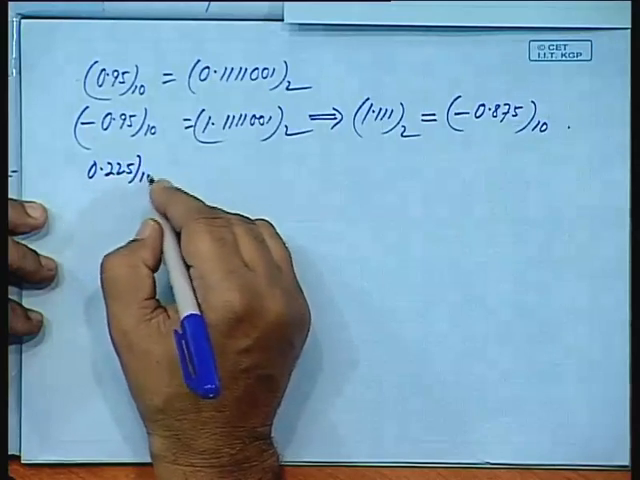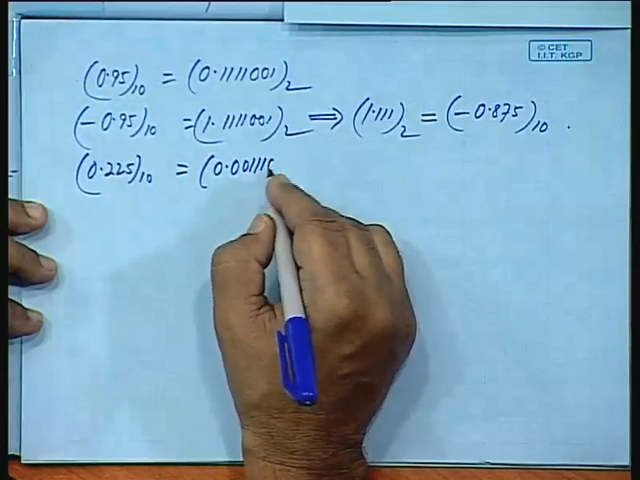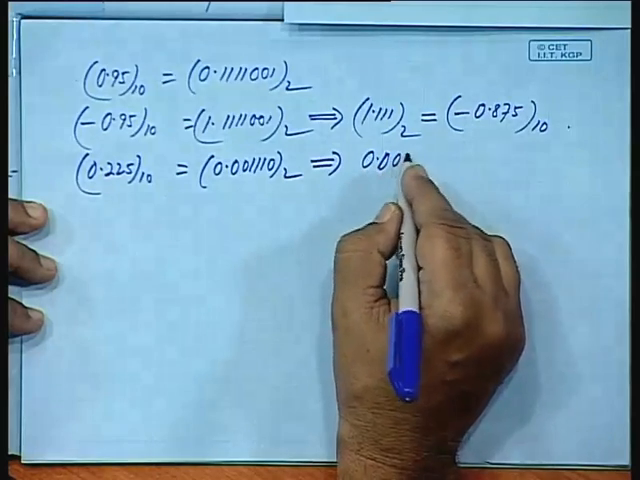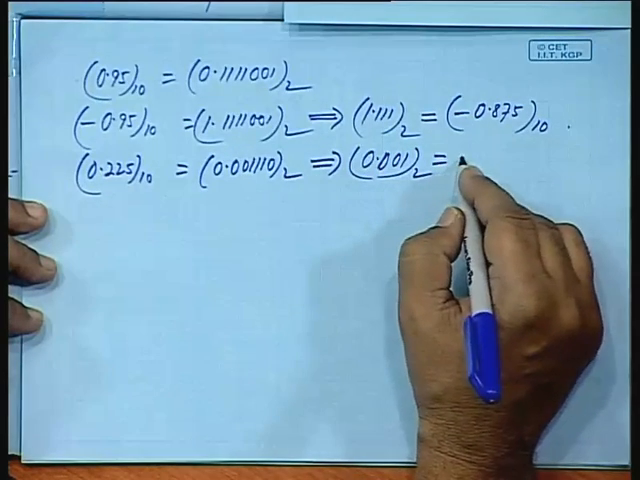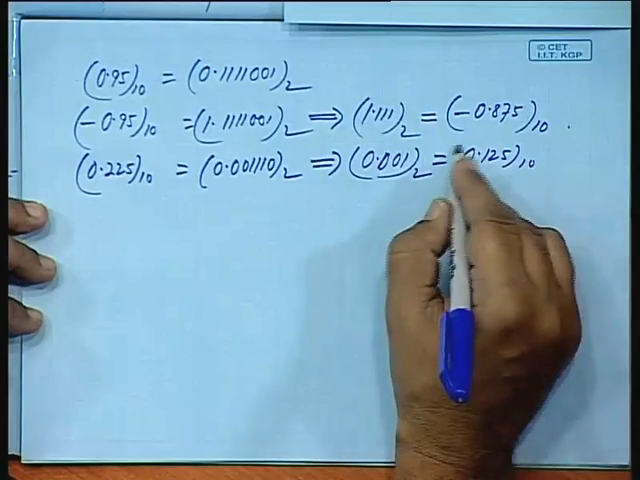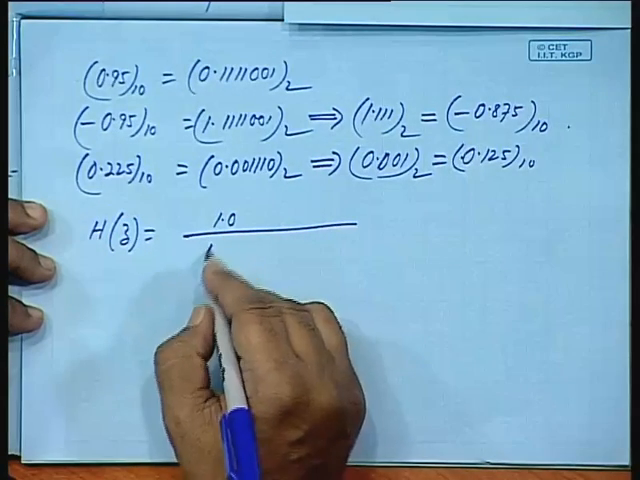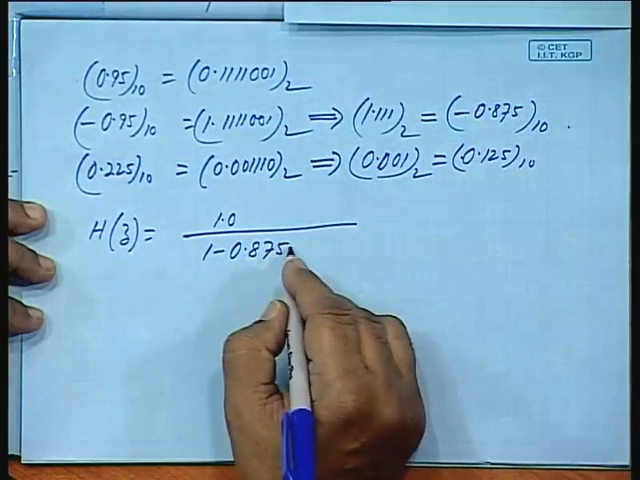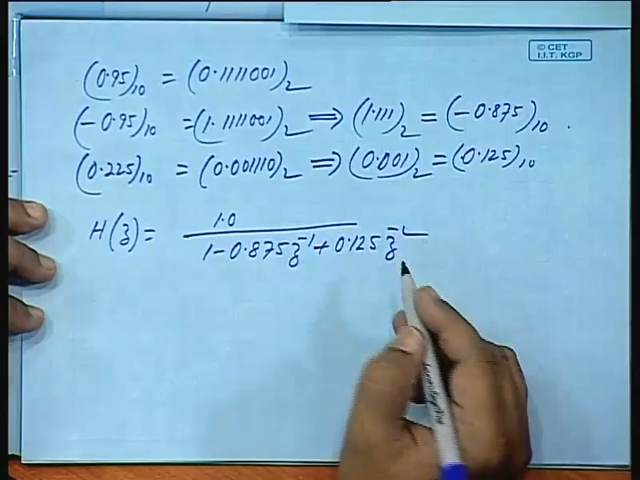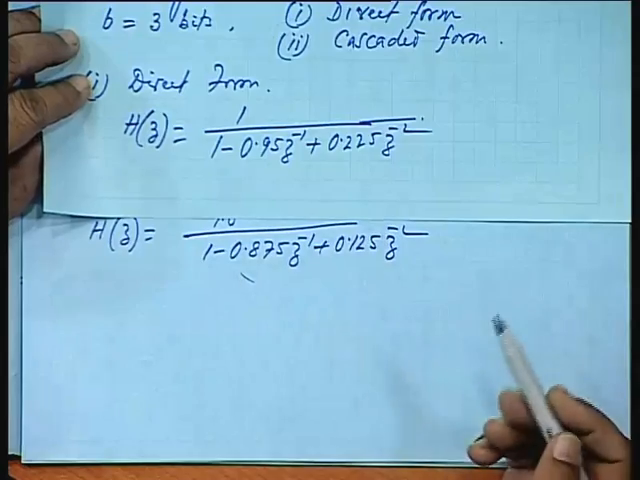0.225 similarly will be 0.001110. After truncation, that will be 0.001, that is equal to 0.125. So, H(z) will therefore be approximated as 1 minus 0.875 z to the power minus 1 plus 0.125 z to the power minus 2. So, in the direct form, this function has been modified to this.